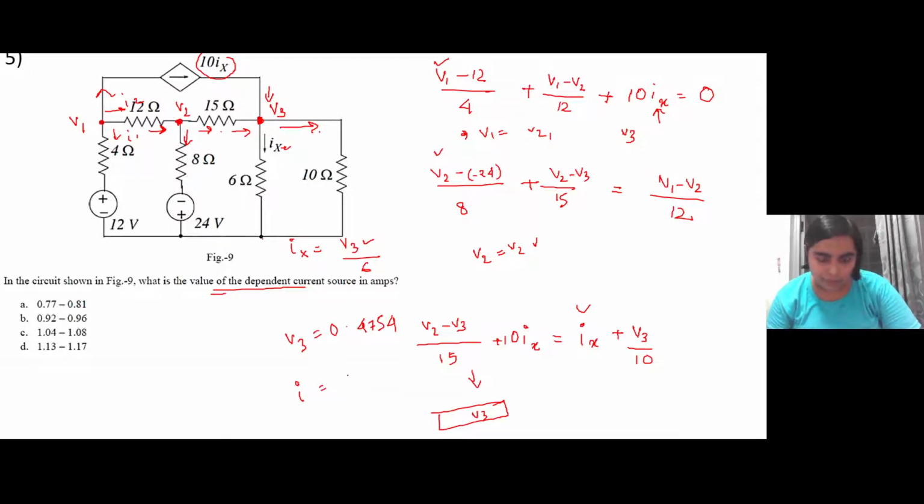Ix will be equal to 0.4754 by 6, right? So what will be the value of this dependent source? 10 times this ix. So 4.754 by 6, so it is 0.79. So it falls within the range of this particular option. So option A is the correct one.